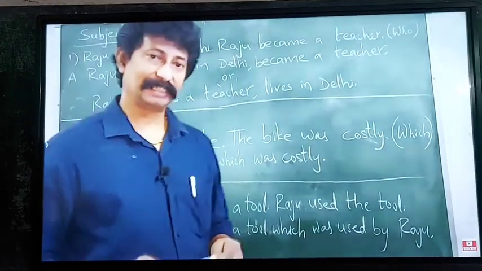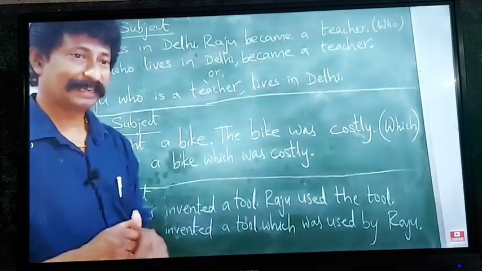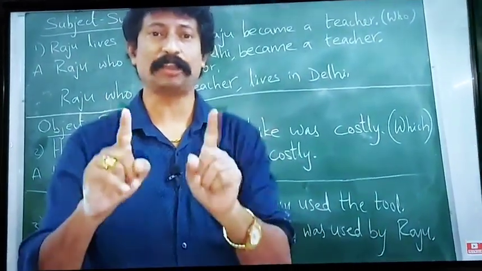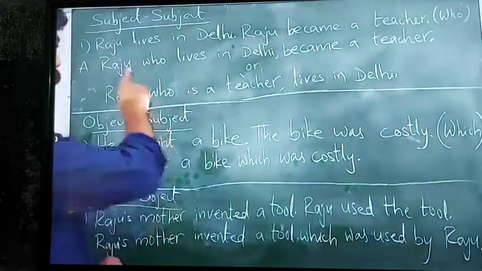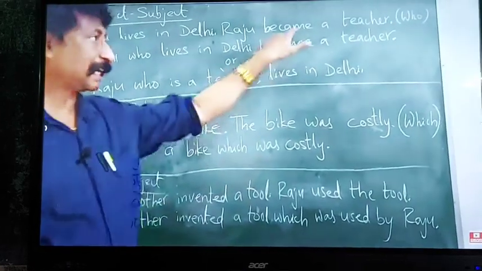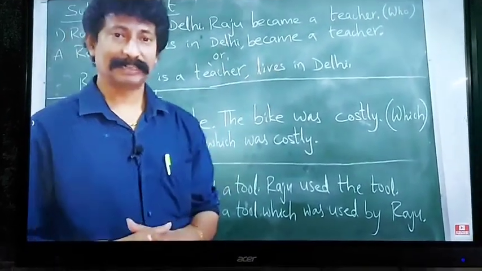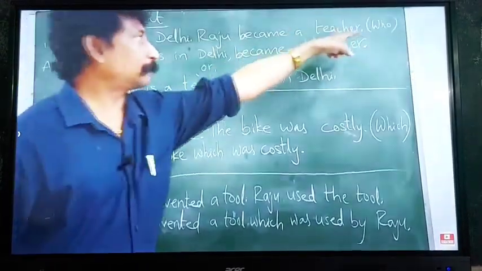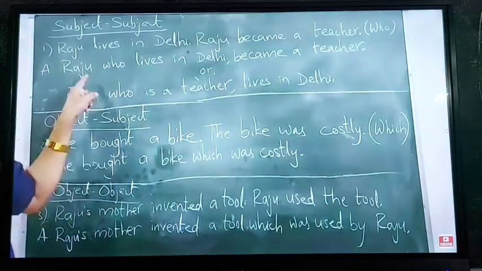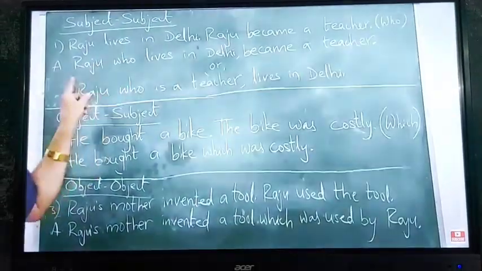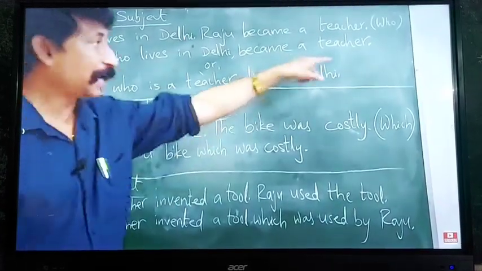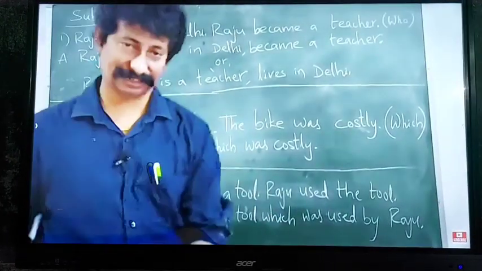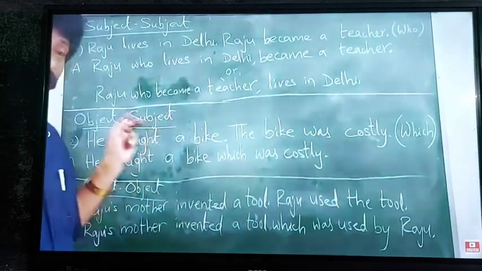Take a look at the first technique, subject-subject. What is this method? See here, in both the sentences, we are talking about the same subject. That is why it is called the subject-subject method. In the first sentence, who is the subject? Raju is the subject. In the second sentence, again Raju is the subject. Then what shall we do? Look at here, Raju. Then you incorporate the relative pronoun who immediately next to the subject. Raju, who lives in Delhi, became a teacher. You need not rewrite the subject here. Just ignore it.